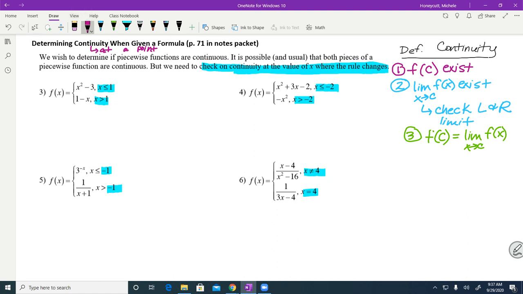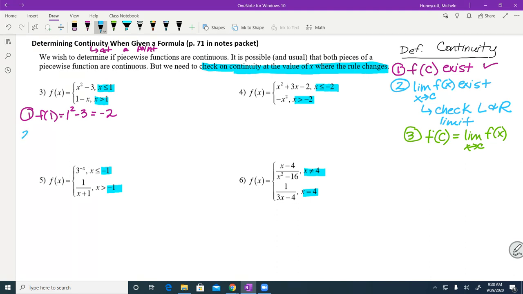So let's try this out on example 3. I need to figure out, does f of 1 exist? So condition 1, we need to figure out what f of 1 is. I have this function right here. It tells me that I'll use the top formula whenever x is less than or equal to 1. And since I'm going to substitute in 1, I'm going to put 1 in for this x squared. So I'll have 1 squared minus 3, and 1 squared minus 3 is -2. So condition number 1 is met, check, because I got a value whenever I substituted in 1. I didn't get an undefined value.